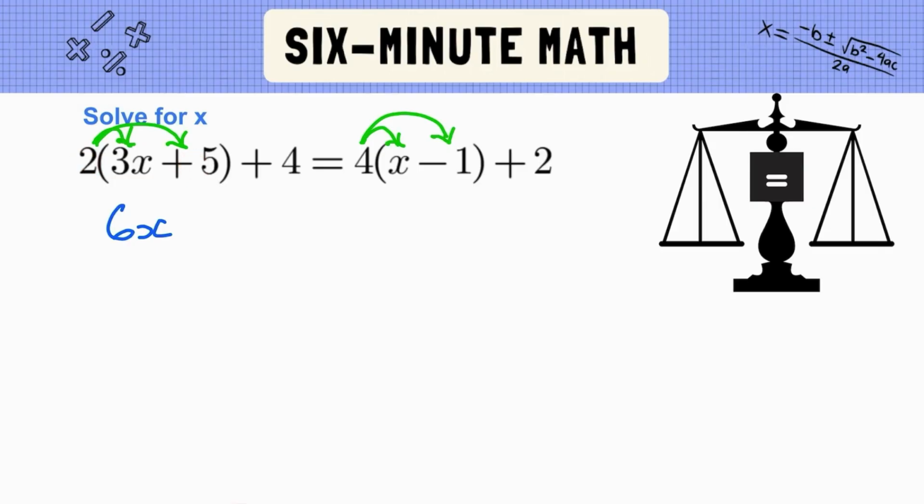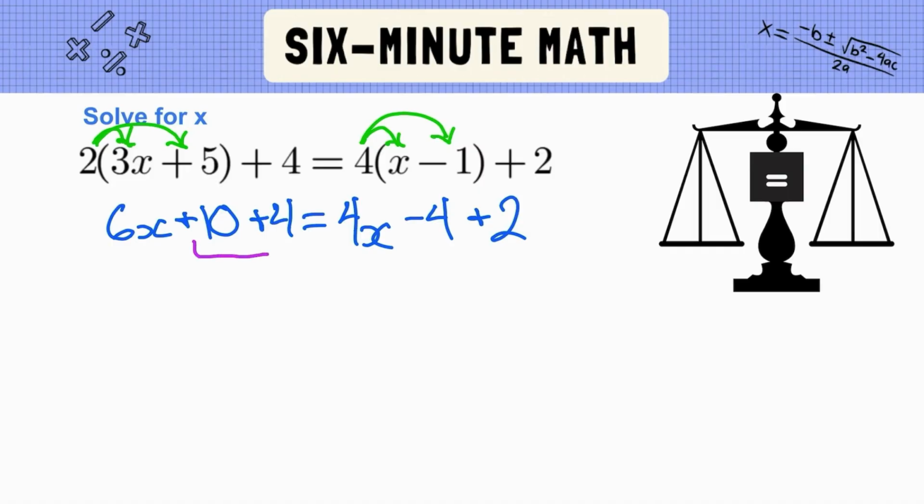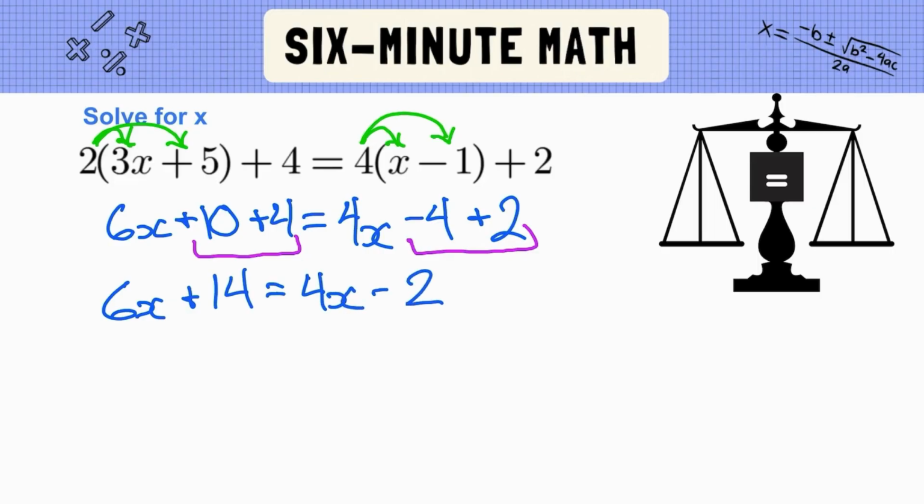2 times 5 is 10. I still have a plus 4, and that's going to equal 4 times x is 4x. 4 times negative 1 is negative 4. And then I still have a plus 2. Now at this point, I can combine my like numbers on each side. So I'm just going to simplify this to 6x plus 14 equals 4x minus 2.